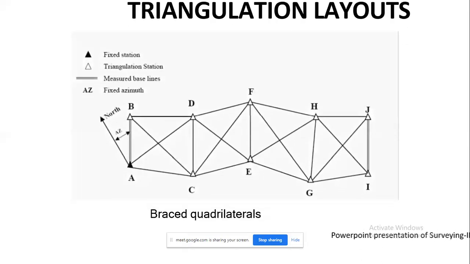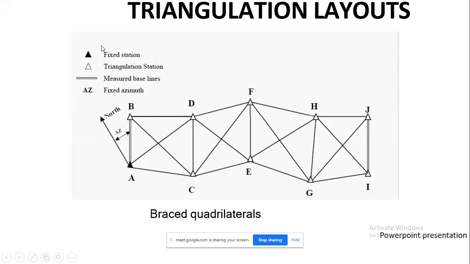Third one is the braced quadrilaterals. In this, quadrilaterals are formed with four corner stations and observed diagonals. These are best suited for hilly countries, since the computed lengths of the sides can be carried through the system by different combinations of sides and angles.